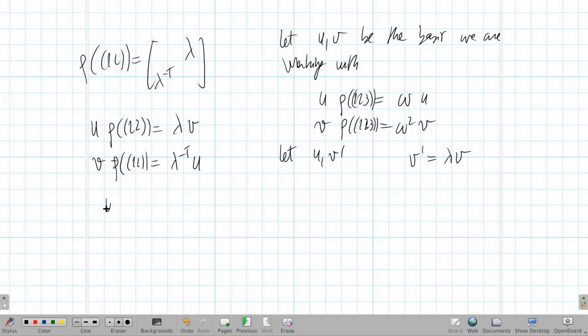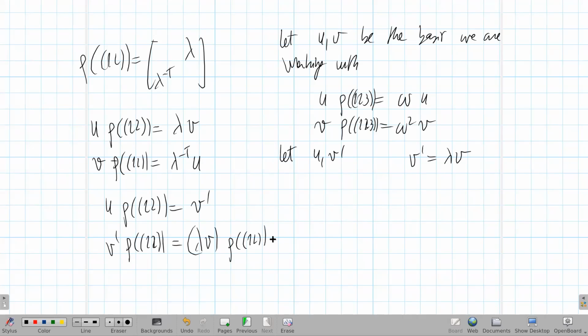So what happens here? u rho(1 2) is v prime, but we define it like this. What is v prime rho(1 2)? It is lambda v rho(1 2). This is a linear map, so this is lambda, and what's this? This is lambda inverse u. So this is u.